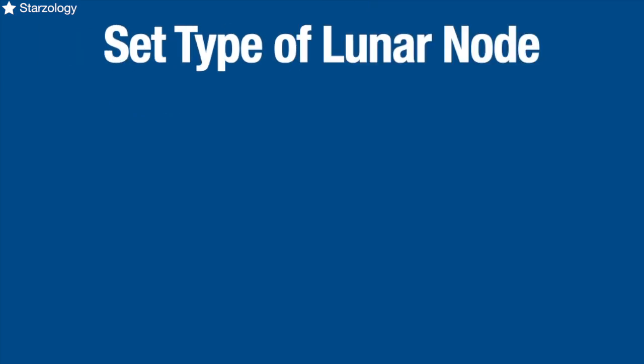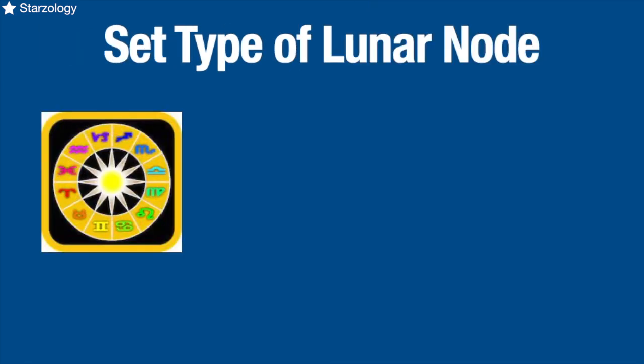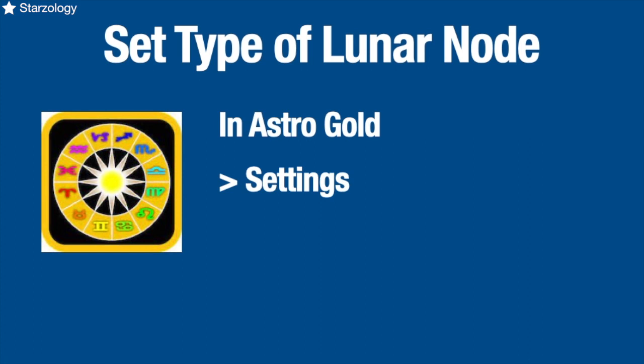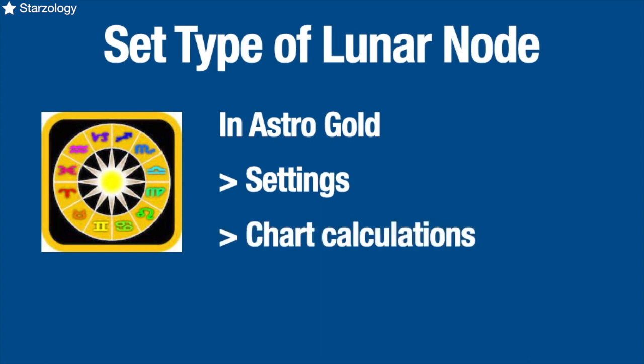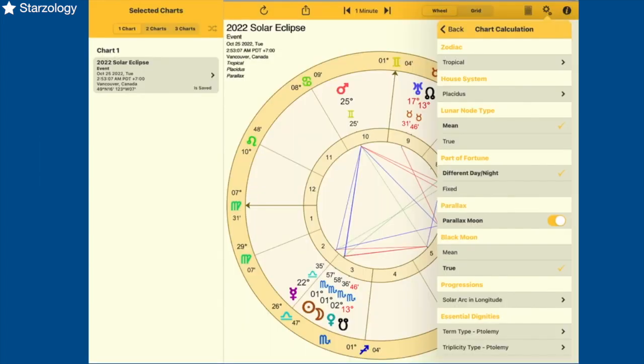So let's set the type of lunar node that we are looking at. I am using Astrogold. It's the app for Astrogold for iPhone and iPad. So you go to Settings, Chart Calculations, Lunar Node Type. This is how you set up the type of lunar node you'll want to use. And in my example here, this is the actual screen that you get. So we're going to the lunar node type, and you'll see that there are two types.